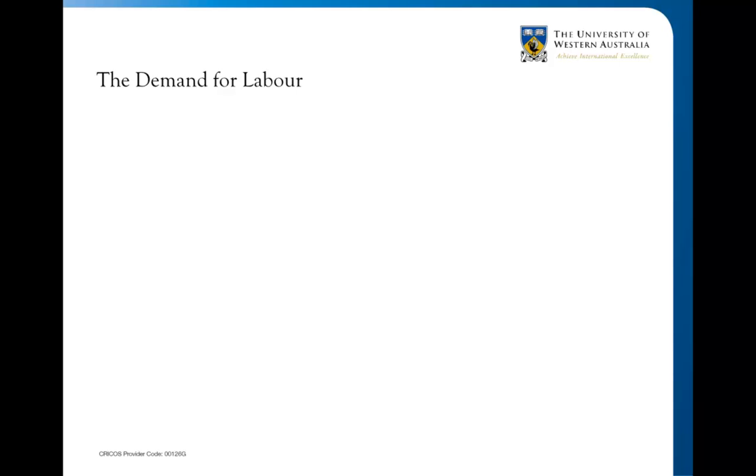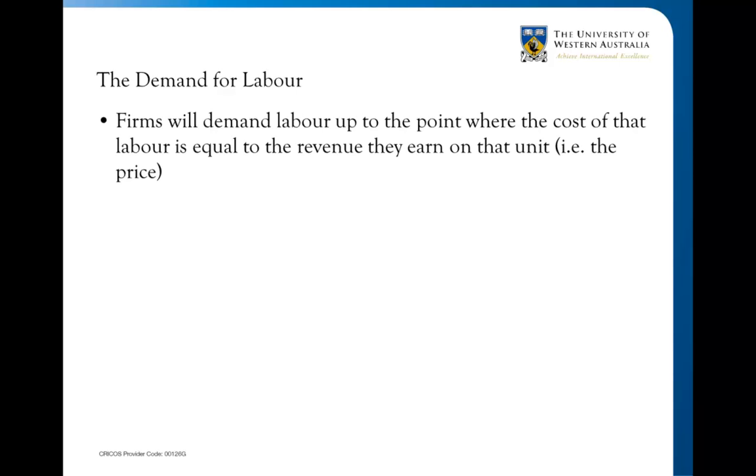Now, we've looked at this a little bit before, but let's go back to the demand for labour. Firms, of course, are going to demand labour up to the point where the cost of that labour is equal to the revenue that that hour of labour earns. So for cloth, for example, and we can obviously do the same thing for food, it's the marginal product, how many units of cloth the last worker produces, multiplied by the price of that cloth, will give you the wage.